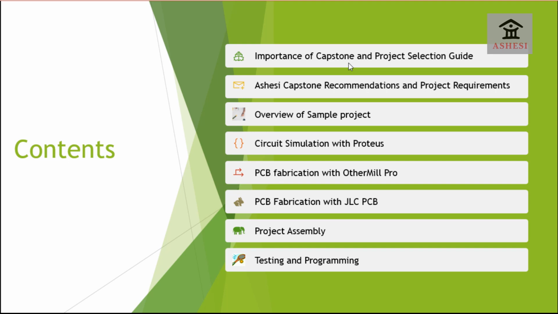And then after doing that, I will take you through the simulation of the circuit with Proteus. So in this part, I'll be showing you basically how to use Proteus. I will then go through how you can create the printed circuit board for the project using the Order Mill Pro CNC machine. After that, I'll show you how you can create your prototype in a factory in China called JLC PCB.